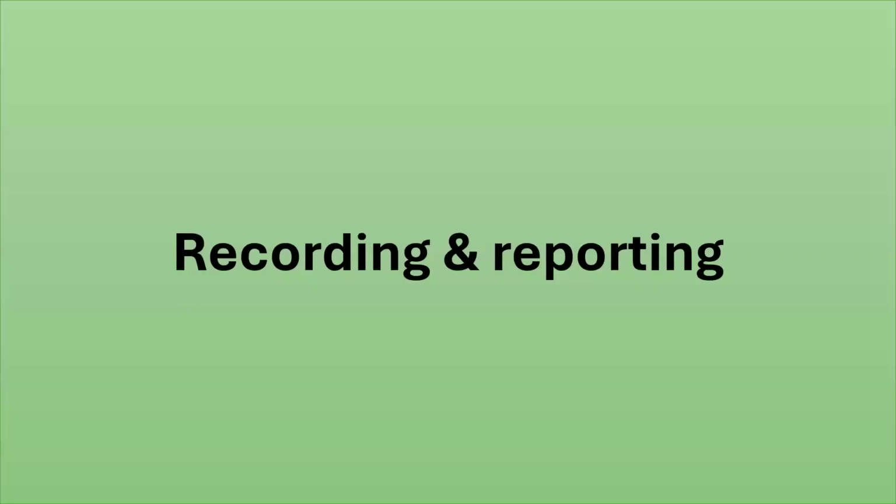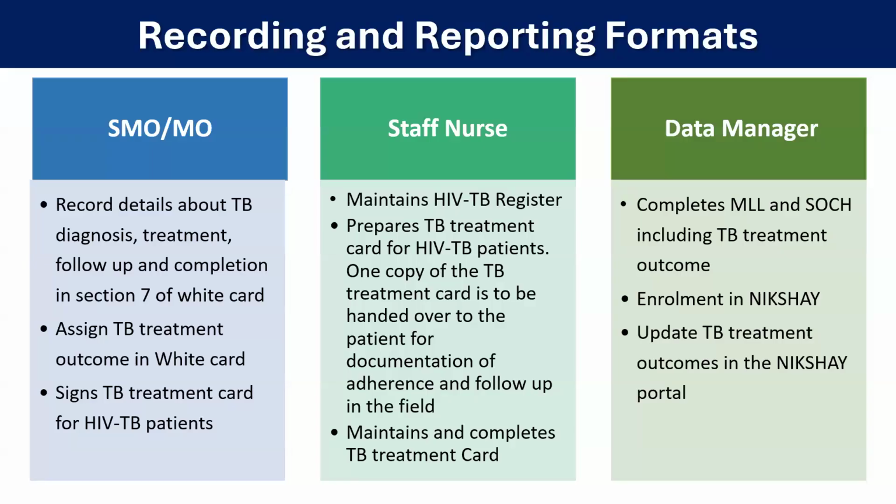So coming to recording and reporting: every HIV-TB patient, as I said, has to be recorded in the HIV-TB line list along with the SOCH. Who is responsible? The SMO or MO has to record the diagnosis, treatment, follow-up in section 7 of the white card, and the outcome also in the white card, along with the HIV-TB register maintained by the staff nurse. The staff nurse has to maintain the HIV-TB line list along with the HIV-TB register.